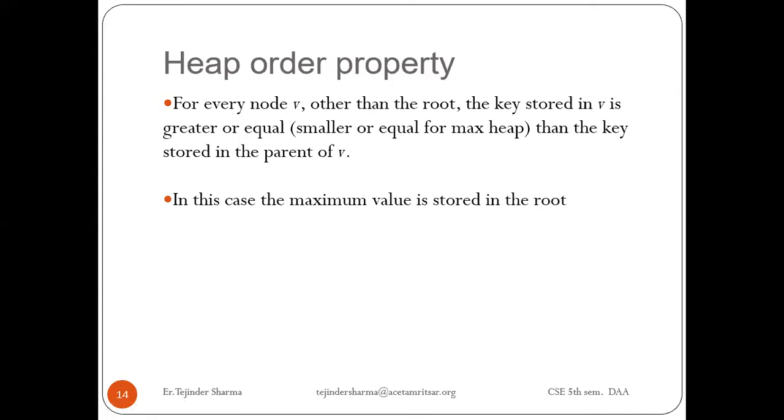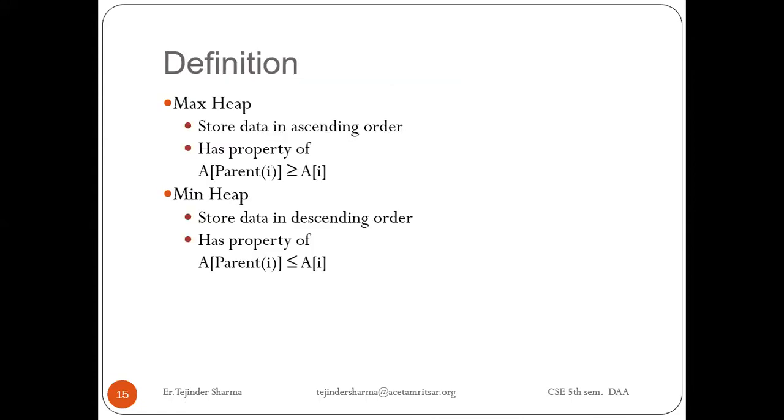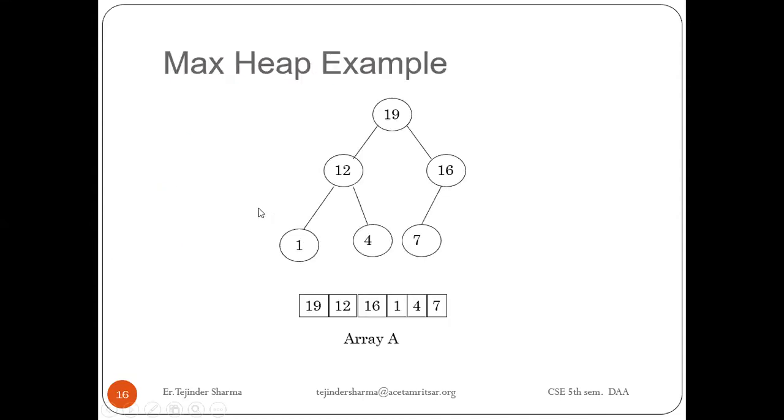For every node v other than the root, the key stored in v is greater than or equal to the key stored in the parent. I told you the value at the parent should be greater than or equal to the value at its descendant. Otherwise, the maximum value is stored in the root node only. So max heap, I told you, stores the data in ascending order and has the property where every parent is greater than its child node. Min heap is where every parent is smaller than its child node.